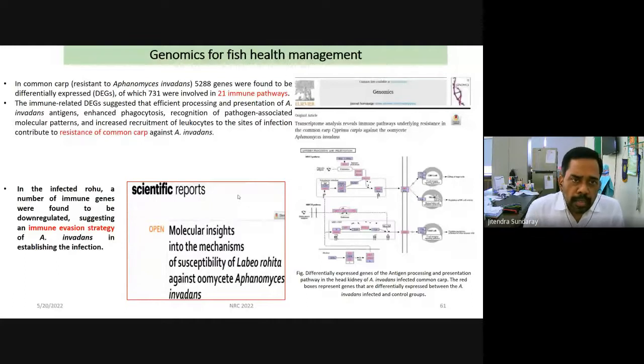So if you look at the genomics in the fish health management, in common carp resistance, Aphanomyces invadens, 5,288 genes were found to be differentially expressed, of which 73 were involved in the 21 immune pathways. Right? So this is application of genomics. You can understand the pathology, pathways, and an innovation strategy also you can understand. But accordingly, you can plan your remedial measure also.